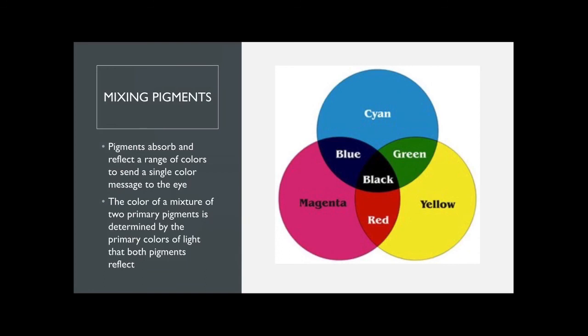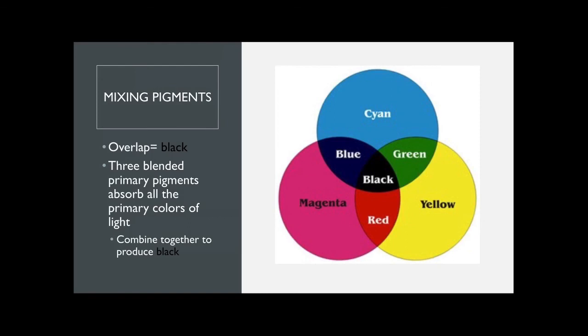In order for one color to hit your eye, pigments have to absorb and reflect a range of different colors. So the color of a mix of two pigments is going to be determined by the primary colors of light they both give off. For example, if you mix magenta and cyan, you would reflect blue, because that is the primary light color they both give off.